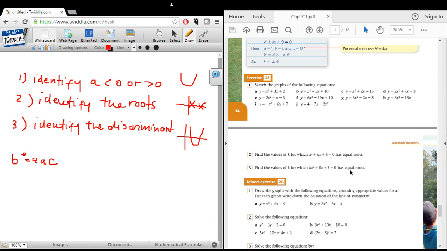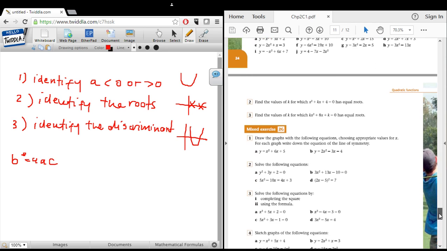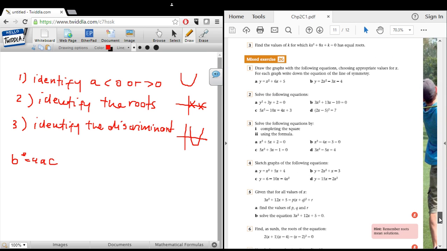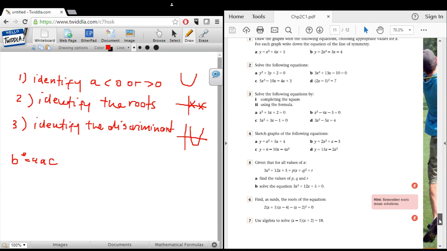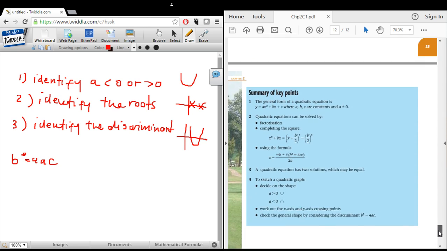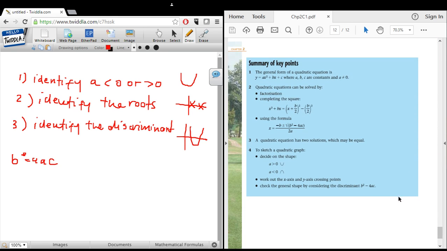And they give you a similar exercise here to that previous example where you have to find k when this has an equal root. And so that comes to the end of that particular subsection and really the end of the chapter, because as you can see we've got mixed exercises you can go through in your own time. And then we have the summary of key points as usual.